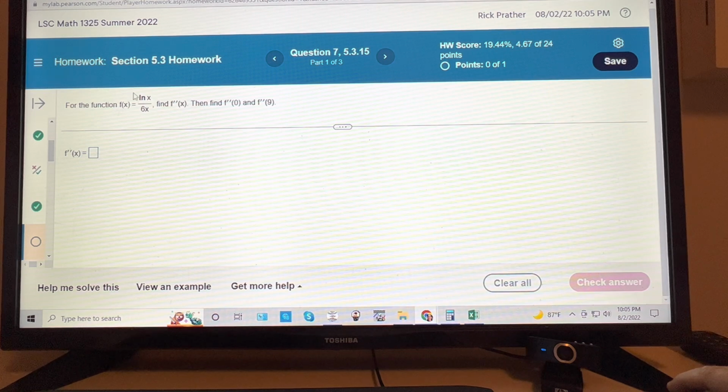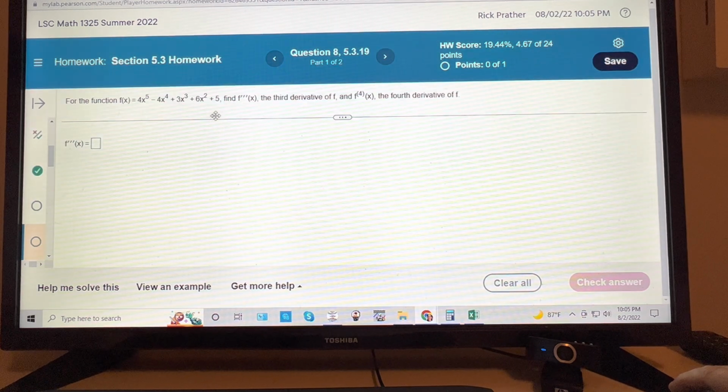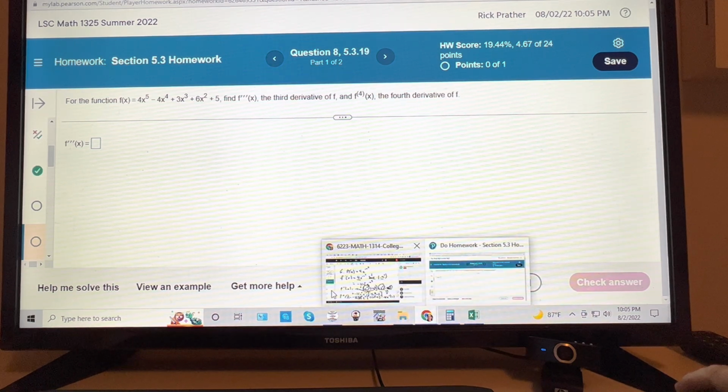Okay, similar deal, just quotient rule, and then you'll have to do the ln, the natural log derivative. This is different. We better do this one. Okay, number 8.